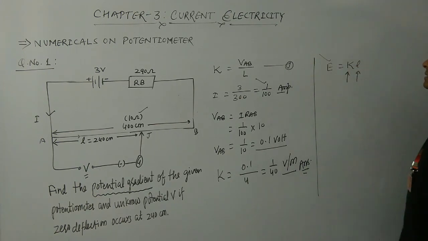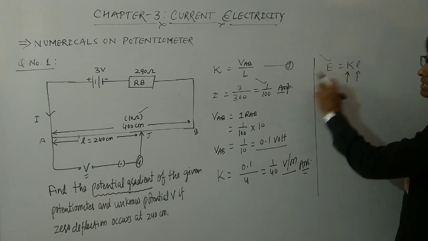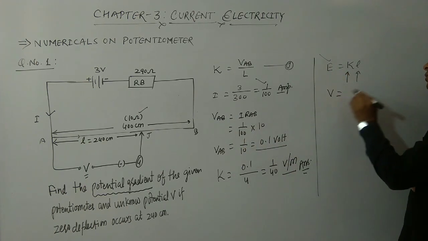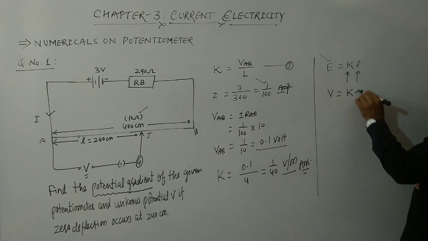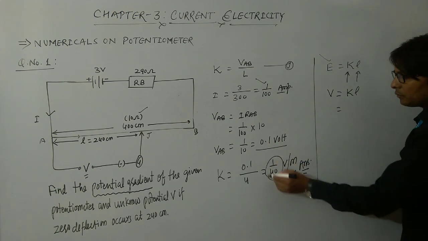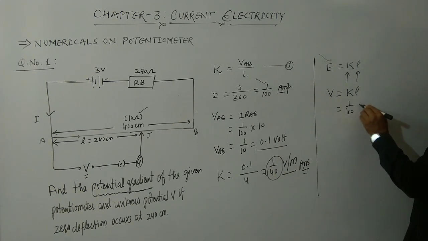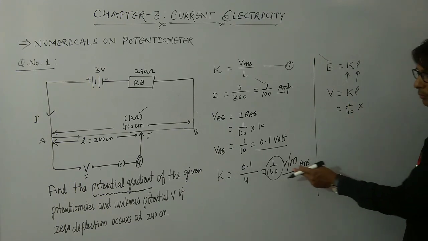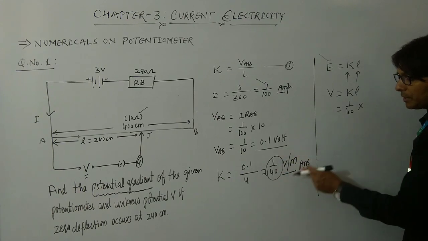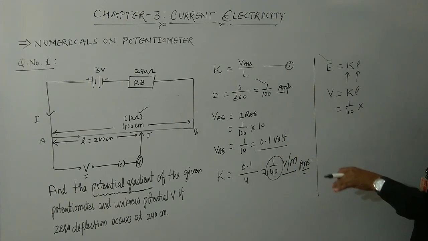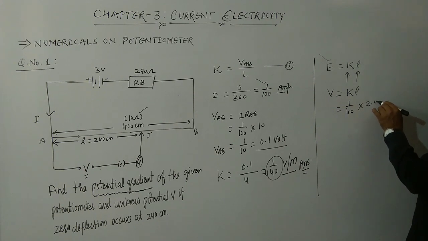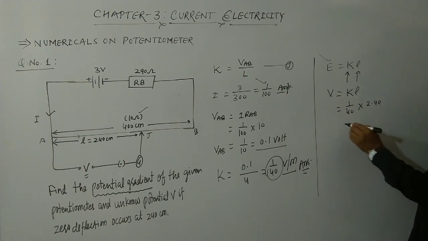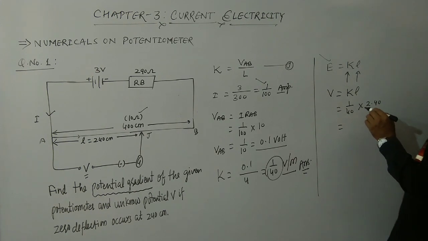So here in place of E it is given as V, so V is equal to K into L, and K we have already calculated as 1 upon 40, and the balance length is 240, but it is in centimeter. Since we are using this K in volt per meter, we have to convert that centimeter into meter, so it will be 2.40 meters.